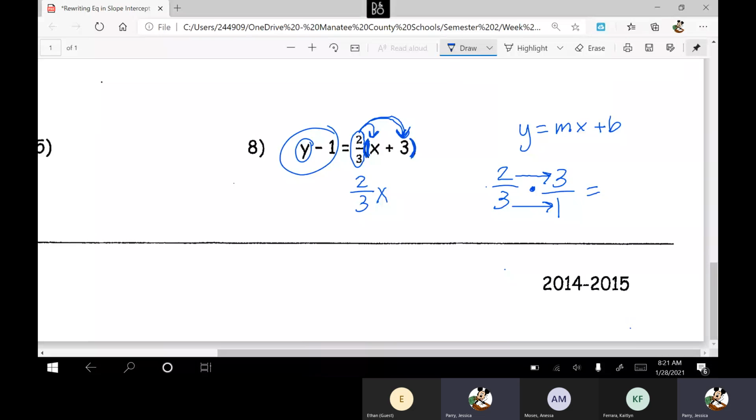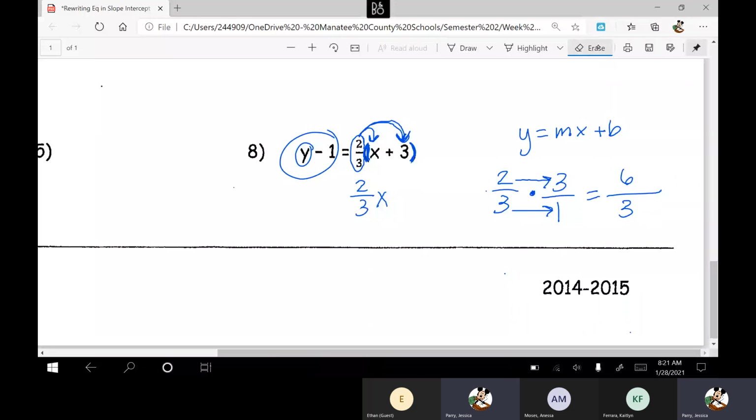We're going to multiply. 2 times 3 is 6, over. And then our bottom times bottom, multiply the denominators. 3 times 1 is 3. Perfect. And then if you can simplify, you want to simplify.